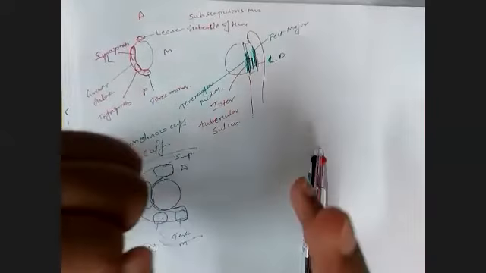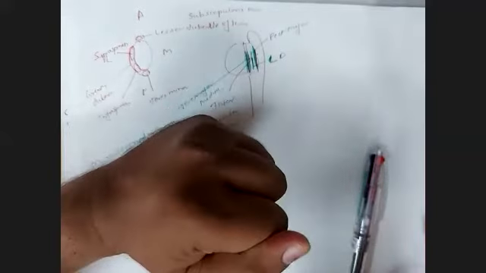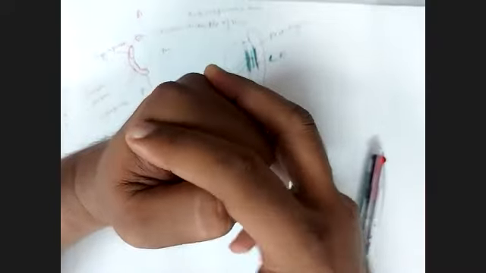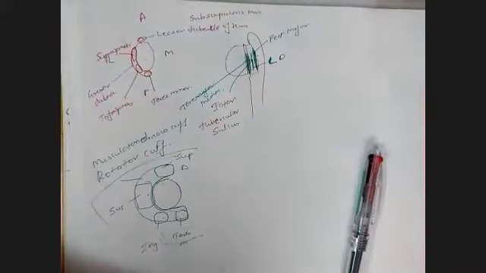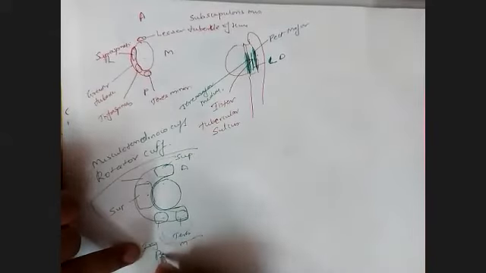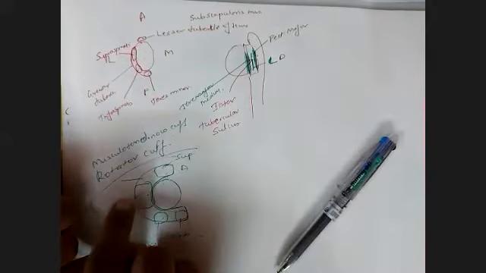In short, if this is the humerus, subscapularis supports it anteriorly, supraspinatus supports it superiorly, infraspinatus posteriorly, and teres minor posteriorly. So these four muscles, teres minor, infraspinatus, supraspinatus, subscapularis, hold the head of the humerus tightly in the shoulder joint, and they stabilize the shoulder joint anteriorly, posteriorly, and superiorly. I wrote inferiorly by mistake.